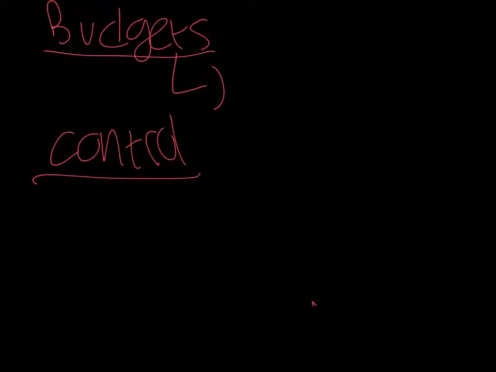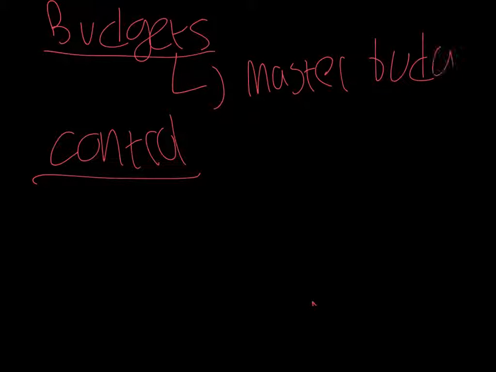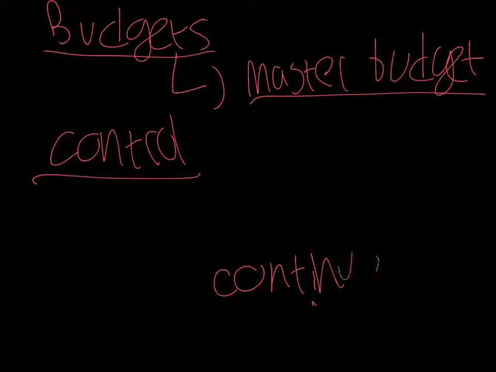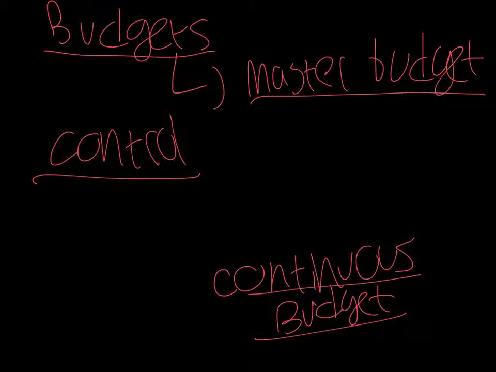Also, a big type of budget is called the master budget, which is the financial plan used for the whole organization, or the big budget for any company. However, some budgets may be for a long period of time. There's a special type of budget called a continuous budget, which is exactly for only a normal fiscal cycle or 12 months.